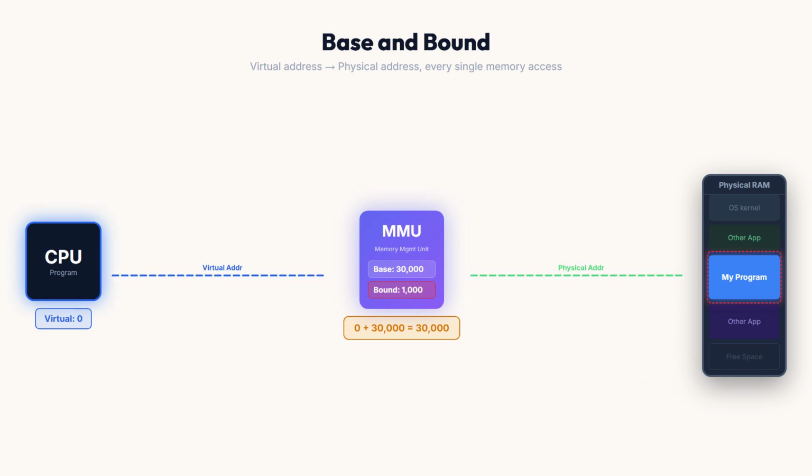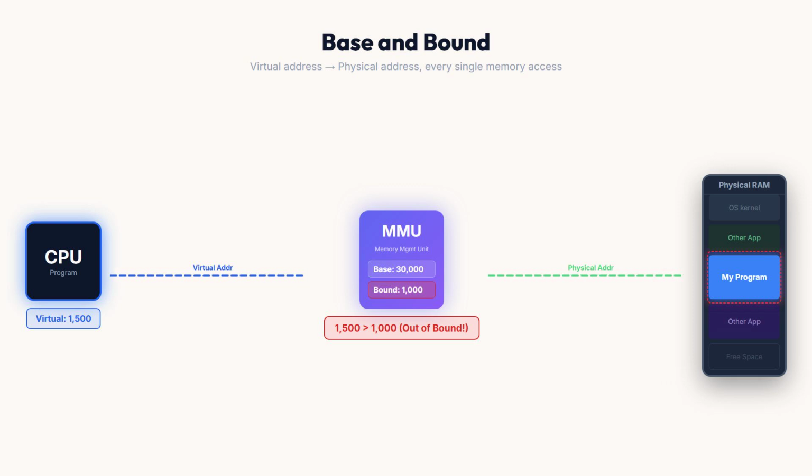When it tries to access address 200, the MMU performs two operations in hardware so fast that the program never notices. First, it checks: is 200 smaller than 1000? Yes, that means the access is legal. So the MMU adds the base address 30,000 to the virtual address, that is 200, to get the physical address 30,200. And this real physical address is sent to RAM.